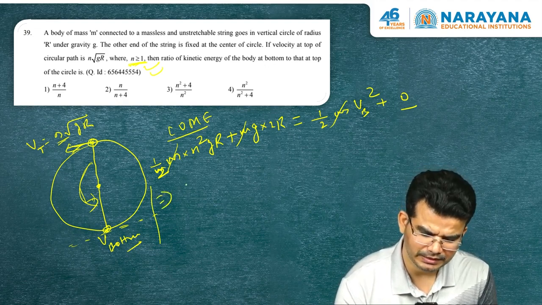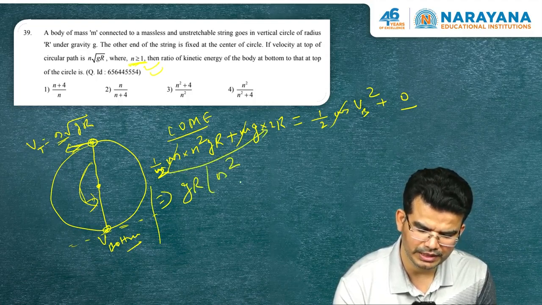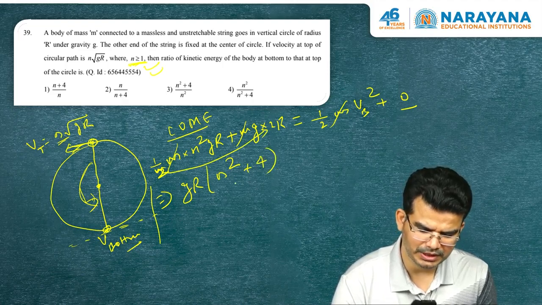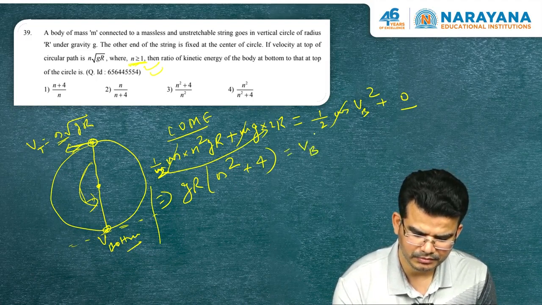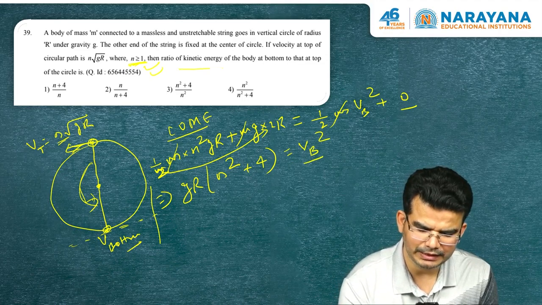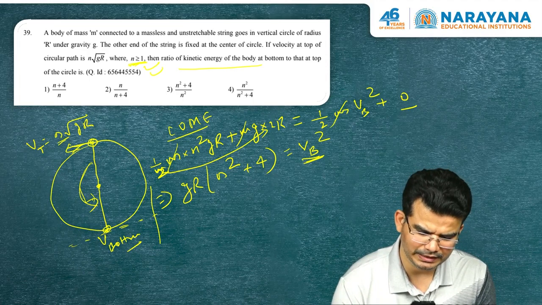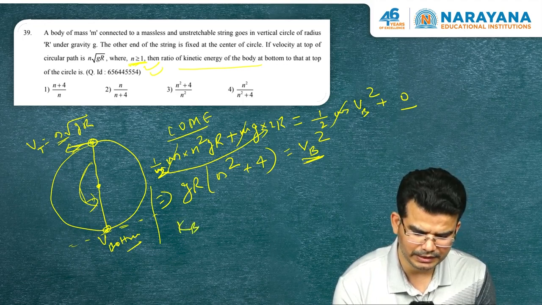So, what will we get here? gr is common, n square, and this 2 will go here, n square plus 4. Any doubt? And this is equal to Vb square. I calculated velocity, but they are asking kinetic energy directly, that is, kinetic energy at the bottom upon kinetic energy at the top.